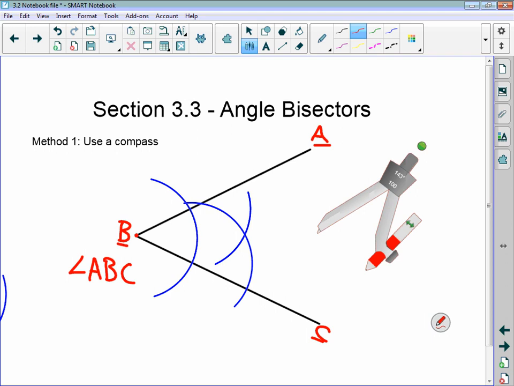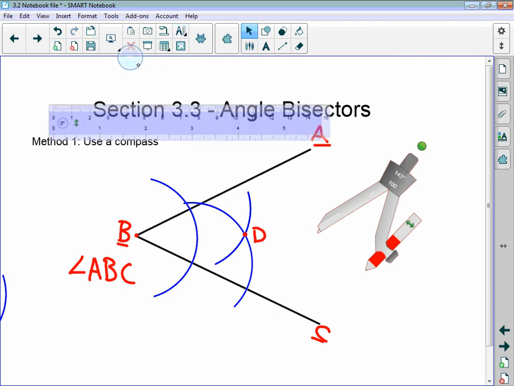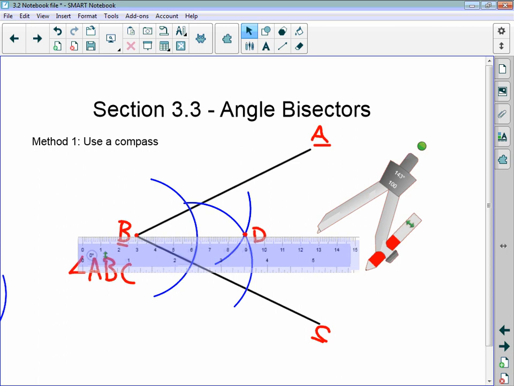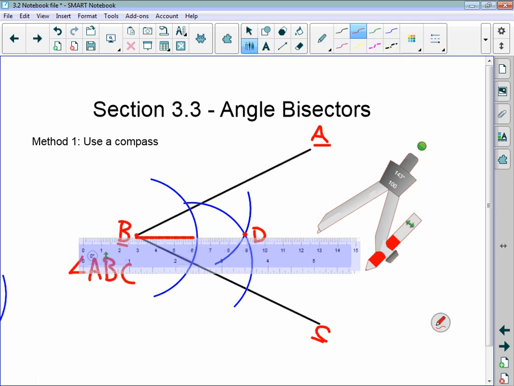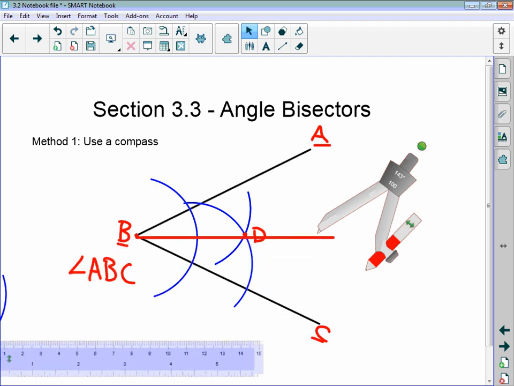So I'm going to go from point B, and I am going to make another point where these 2 lines intersect, which I'll call point D. And if I make a straight line with my ruler from point B to point D, that is my angle bisector, and it can continue on. And if I did that right, which maybe I didn't, that will have cut my angle ABC directly in half.